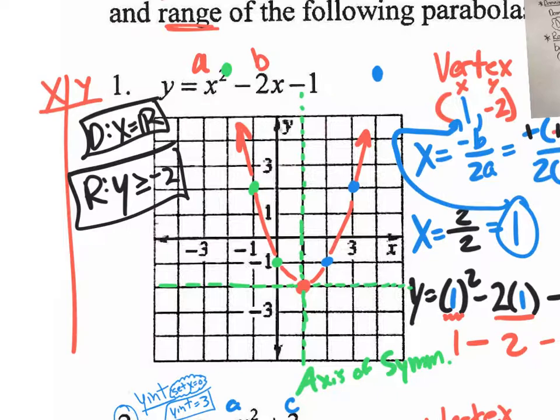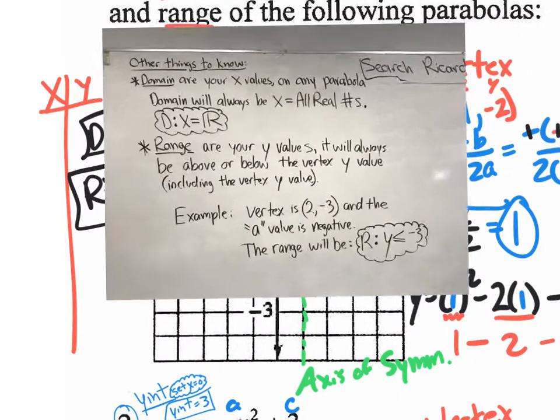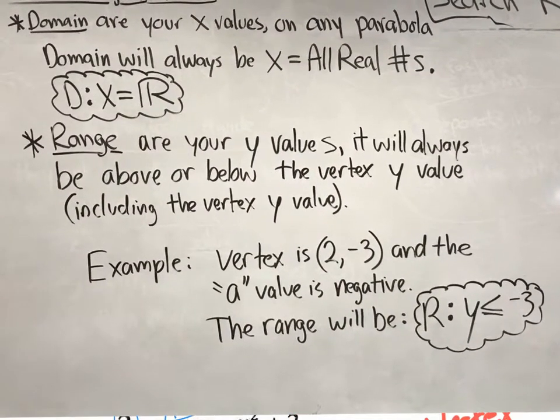So let's go back to the notes I have on the board right here. That's what it says. The range of your y values, it will always be above or below the vertex y value, including the vertex y value. And I give you an example. I don't even draw it, all right? I say the vertex is 2, -3. I mean, you could imagine that. You go 2 on the x, -1, 2, 3 on the y, and there's your dot, okay?